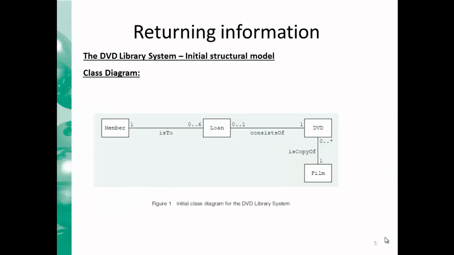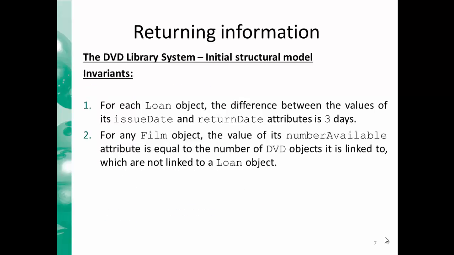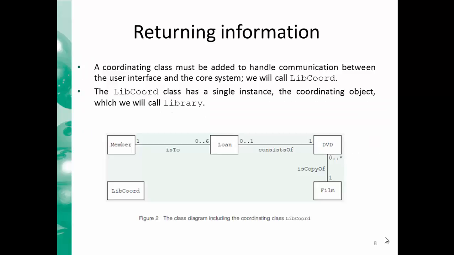The class diagram built earlier also is given here. We see the classes and the relation between the classes. We see the multiplicities between the classes. Also, the description of the classes are given here. Each class has its name and its attributes and description for its names and its attributes. And also, as the last part of the initial structure model, we have the invariants applied onto these objects of this DVD library system.